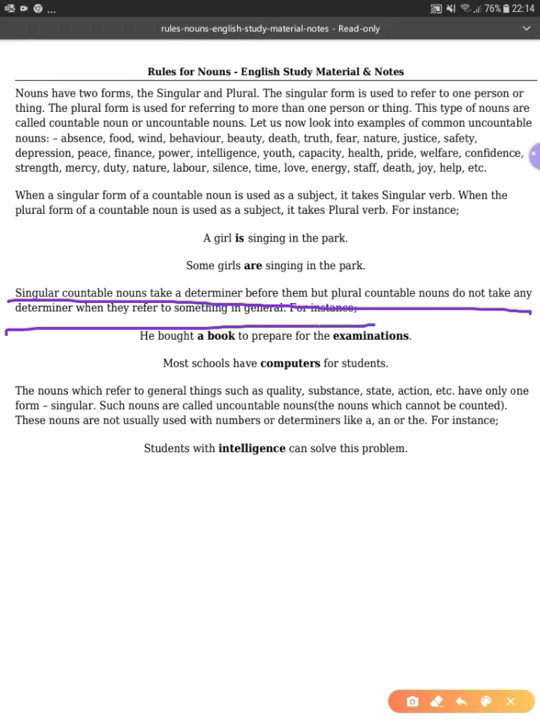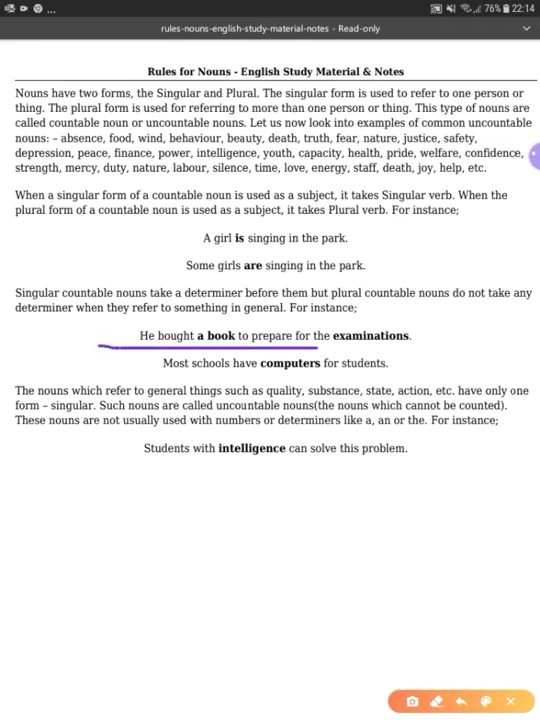So we can understand this definition by reading the example, by discussing more of this example. Now, as we can see, what is the example given here? He bought a book to prepare for the examination. So in this sentence, first of all, you have to look for a singular countable noun. Now what is that? What is the singular countable noun? Can you answer me that? Yes, you are correct. Book is a singular countable noun.